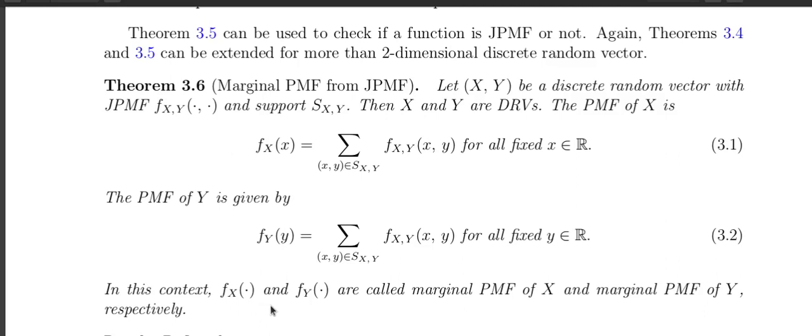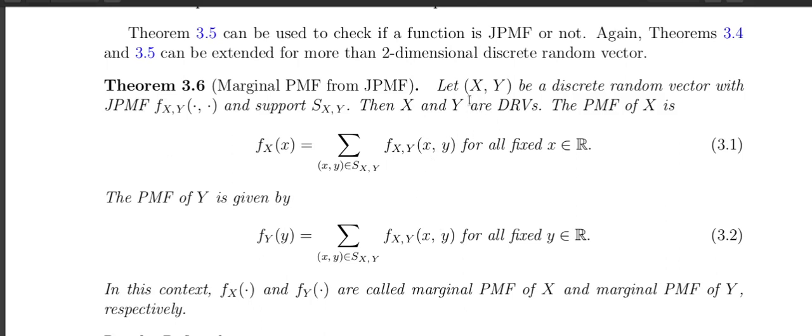And it is a new theorem. What is this theorem about? This theorem basically tells that if I have a discrete random vector XY, then X and Y both are discrete random variables. Not only that, I can find out the marginal PMF of X from the joint PMF of XY. Similarly, the marginal PMF of Y from the joint PMF of XY.